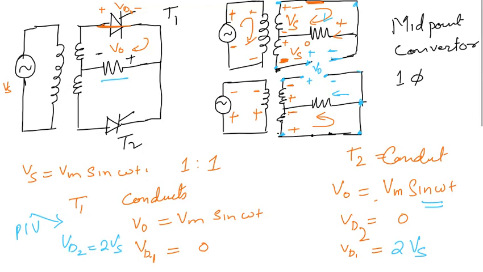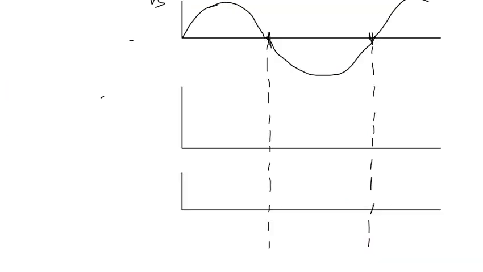Let us draw the waveform. So this is my supply voltage Vs, and this is the cycle omega t. Suppose the conduction starts here.